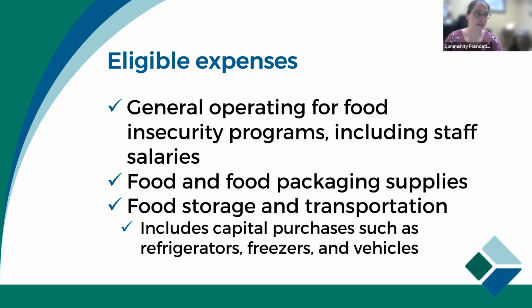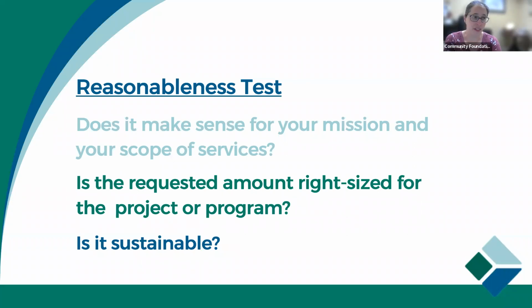However, and this is a big however, there is going to be a reasonableness test within the application as the grant committee is reviewing it. It's kind of a 3-part thing. First, does the request make sense for your mission and your scope of services? If you're an historical preservation organization that is requesting money for a food insecurity program, we're going to have questions, because that's going to seem like it's outside of your scope and outside of your mission. So just keep that in mind.